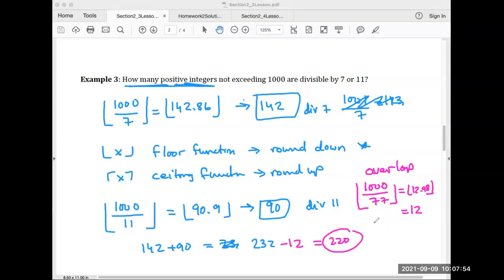Basically, because they're both prime, they don't have anything in common. 77 is the common multiple of them. If it was something like 4 and 12, then the common multiple would be 12. Or for two numbers that don't have anything in common, you find the lowest common multiple of them. But in this case, you just multiply because they don't have any factors in common.